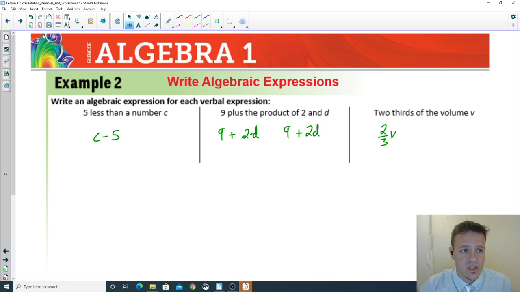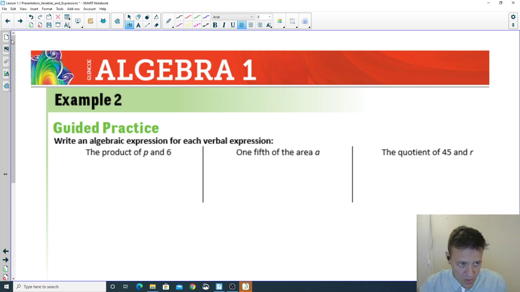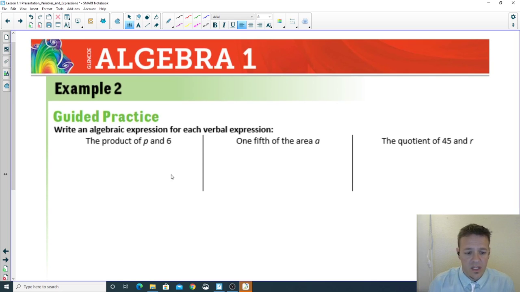All right, so what I want you guys to do is go ahead and do the next one. There's the example of what I meant. Hopefully you pause the video and go. Now, there's two ways of writing this. The product of P and 6, if you write it out just like that, that's what it is.